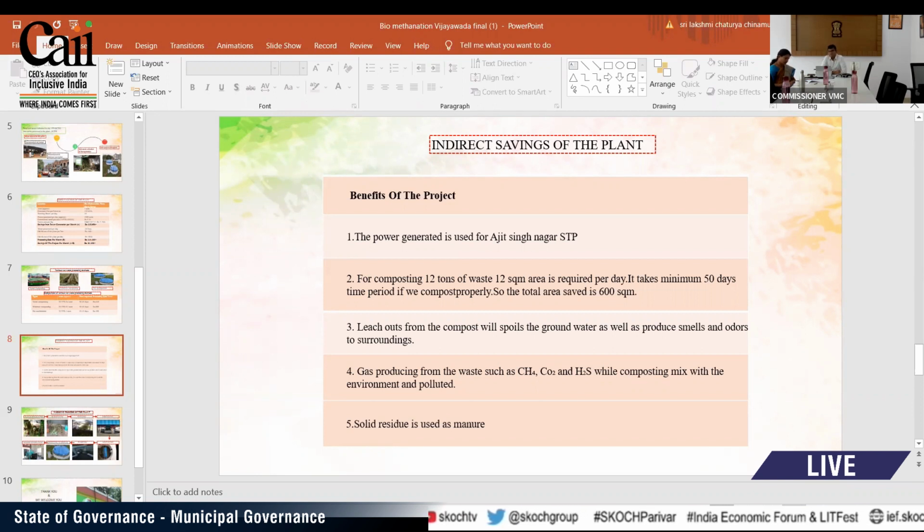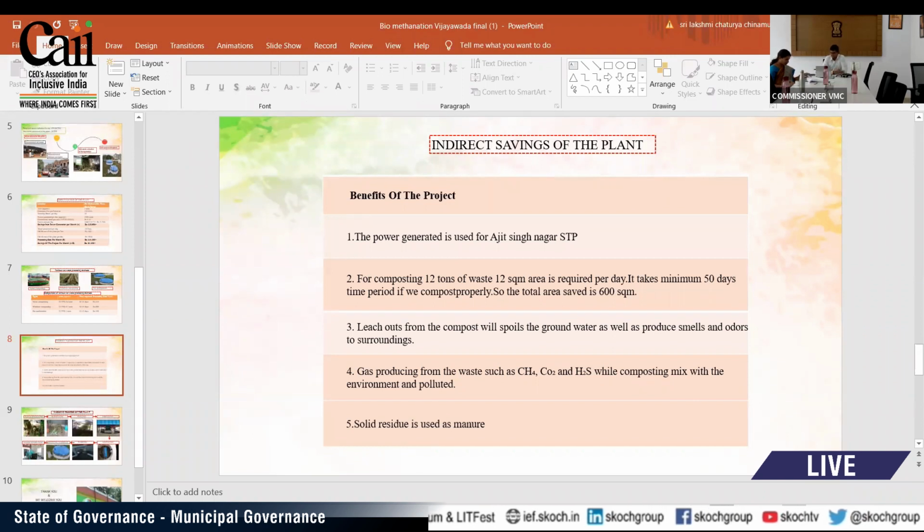The leachates which come out through the normal composting process like vermicompost or through the windrow composting may end up spoiling the groundwater. It also produces smells and odors, but it is not a case in biomethanization. The gases which are produced from the waste in case of the normal composting are methane, then CO2, H2S. But in case of biomethanization, this is not the case. These gases are, as everybody knows, very harmful and are responsible also for global warming. The solid residue, which is a byproduct coming out of the biomethanization process, is used as manure.